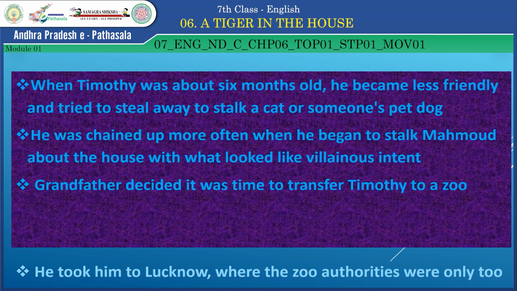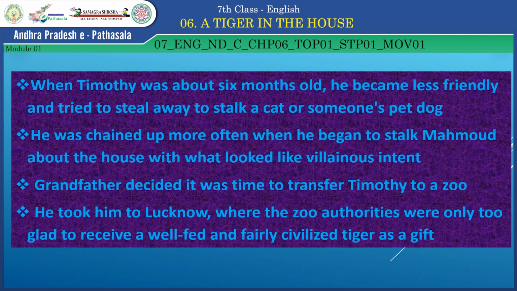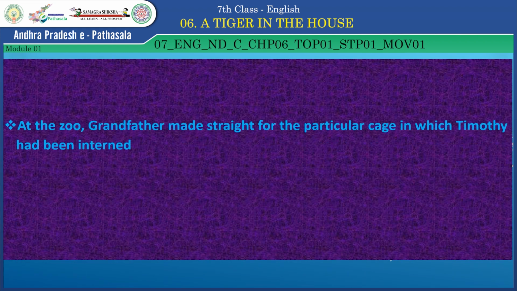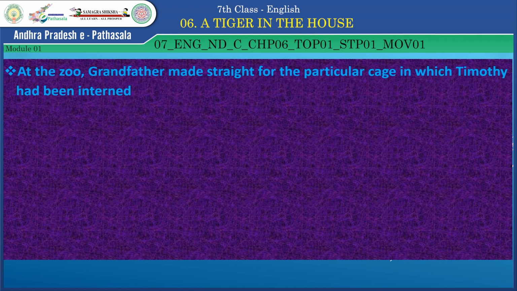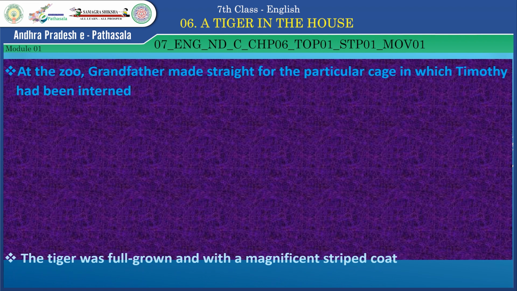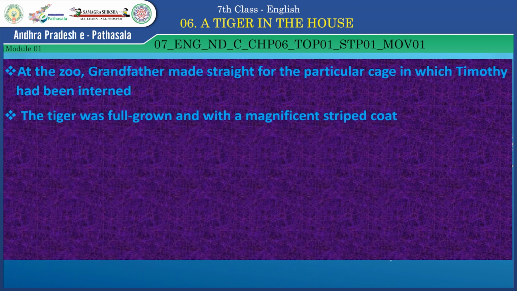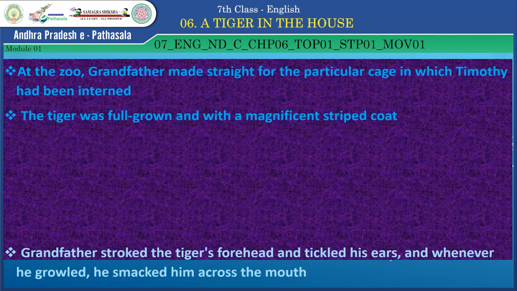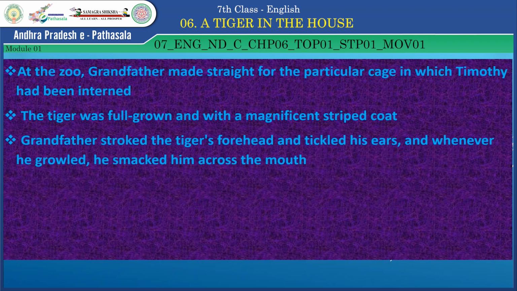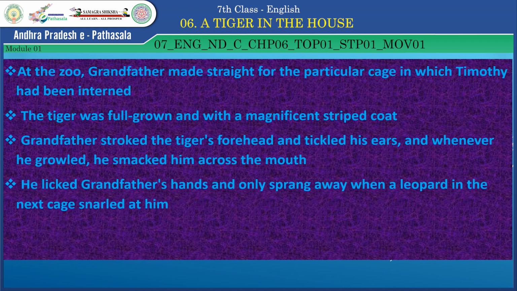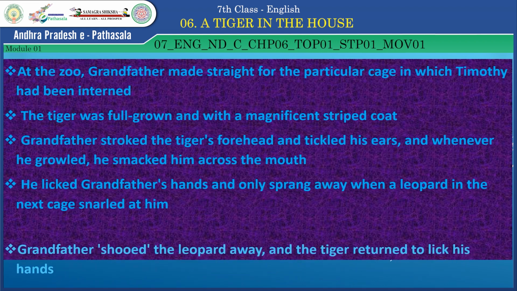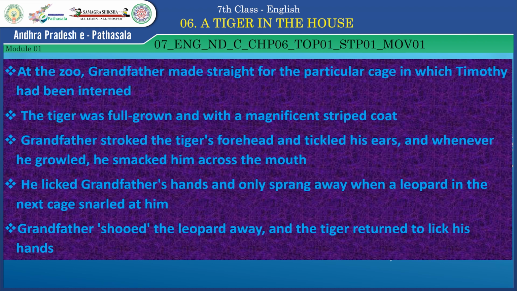He took him to Lucknow, where the zoo authorities were only too glad to receive a well-fed and fairly civilized tiger as a gift. At the zoo, grandfather made straight for the particular cage in which Timothy had been interned. The tiger was full grown and with a magnificent striped coat. Grandfather stroked the tiger's forehead and tickled his ears, and whenever he growled, he smacked him across the mouth. He licked grandfather's hands and only sprang away when a leopard in the next cage snarled at him. Grandfather shooed the leopard away, and the tiger returned to lick his hands.